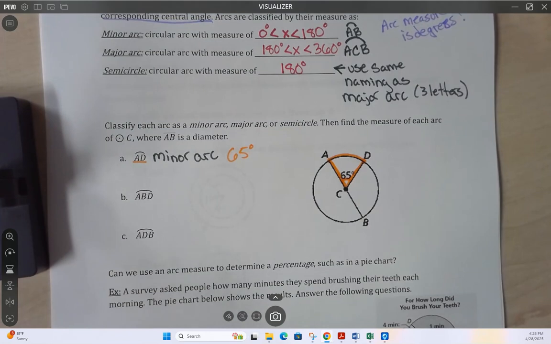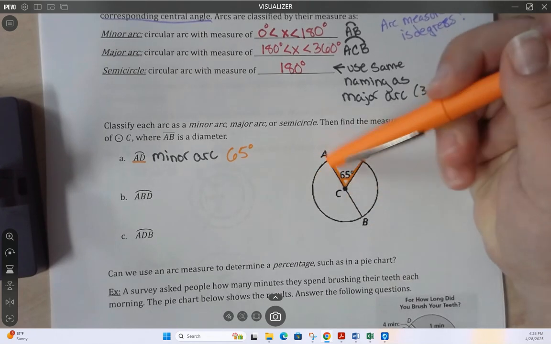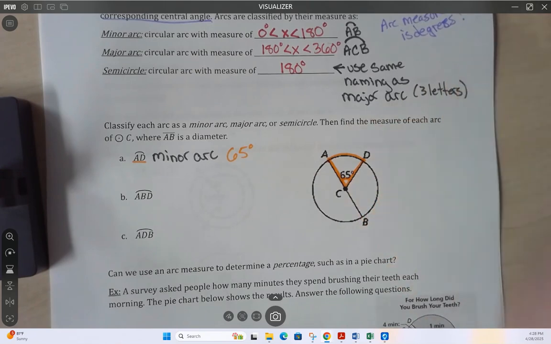Okay, we should remember that a circle is 360. If we don't by now, that's something you probably want to write down. Full circle is 360. Straight line is still 180. And we're going to need to do some of that math here.